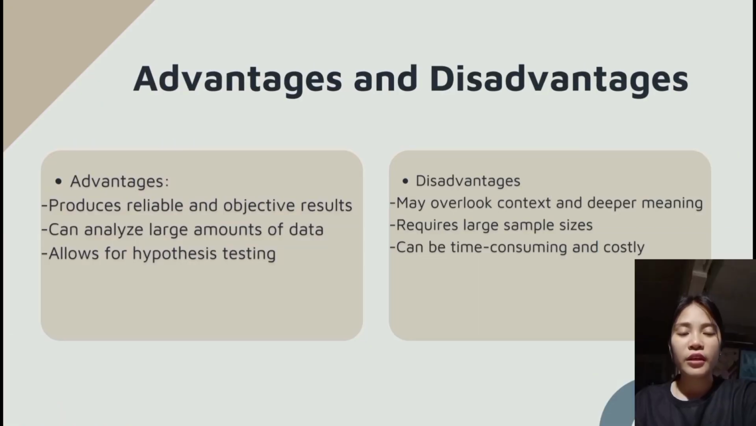So we have advantages and disadvantages. Advantages. First, reliable and objective results. Findings are based on numbers and statistics, making them less biased. Second, can analyze large amounts of data. Handles information from many participants, making results more generalizable. Third, allows for hypothesis testing. Helps confirm or reject predictions using statistical analysis.